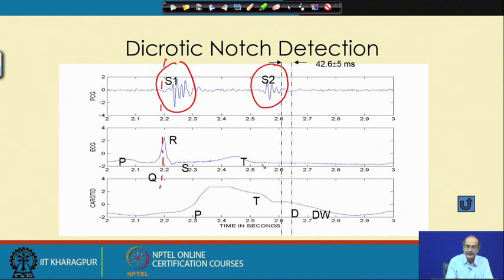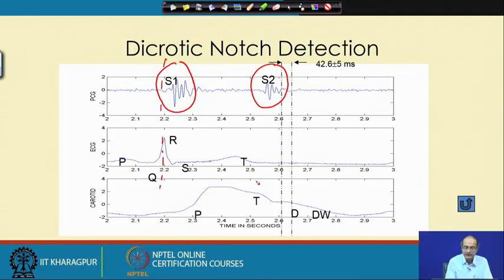Now, if we look at S2, it is followed by the T wave. The T wave indicates that the ventricles are relaxing, and because of that the valve which was so far open, allowing the blood to flow from the ventricles to the arteries, is getting closed, making sure that there is no backflow of the blood and the pressure is retained in the arteries to ensure the flow of the blood throughout the body.